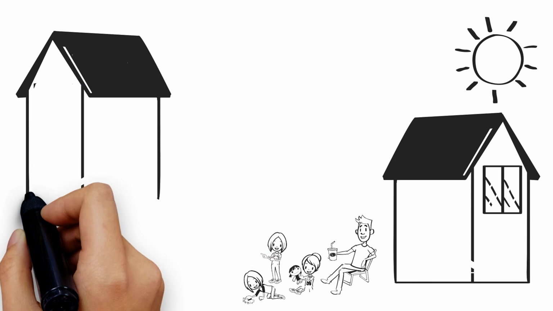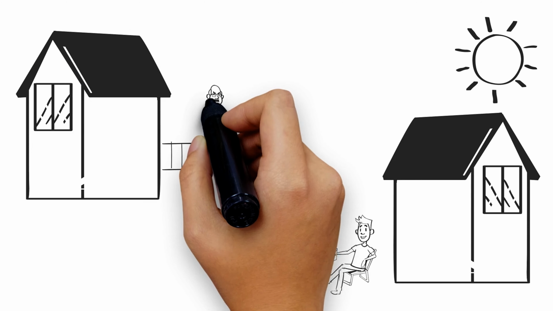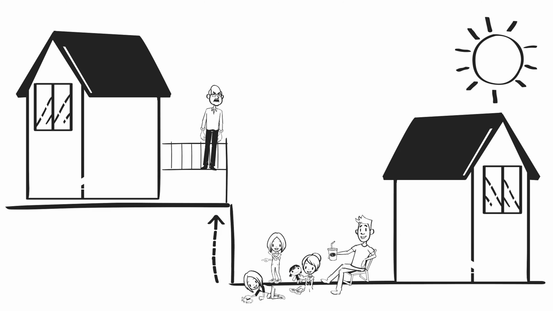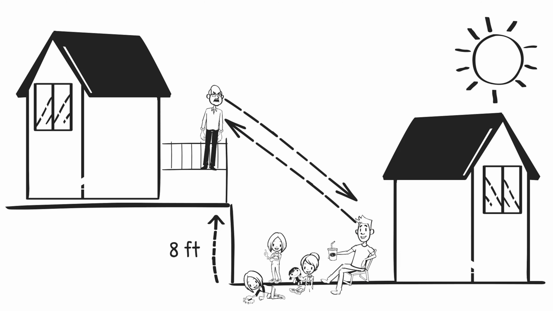The other character of this story is my neighbor to the east. Let's call him Biff. Keep in mind, his yard's elevation is 8 feet higher than mine. This is important because he can see everything in my backyard from his deck, and I can see everything on his deck from my backyard.